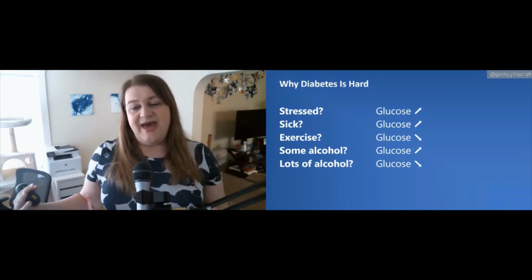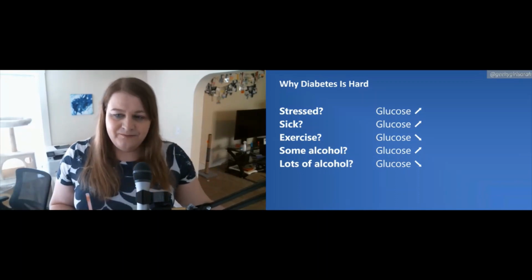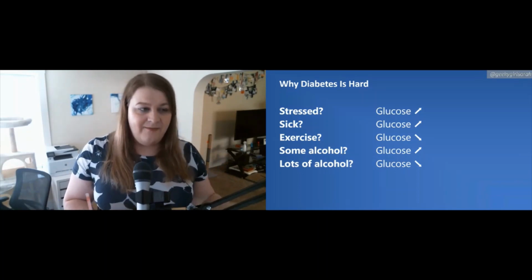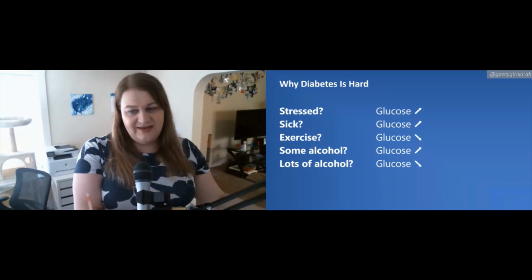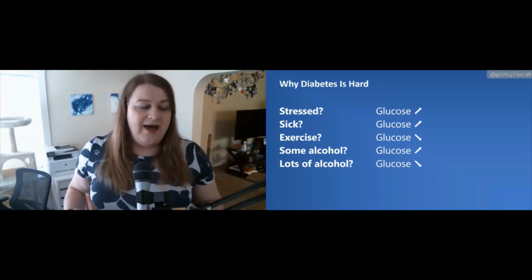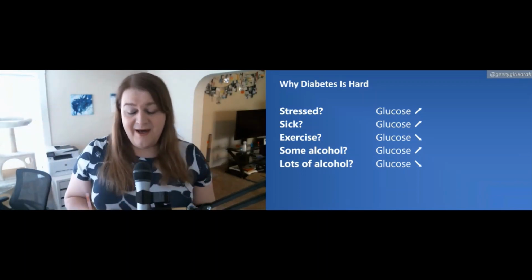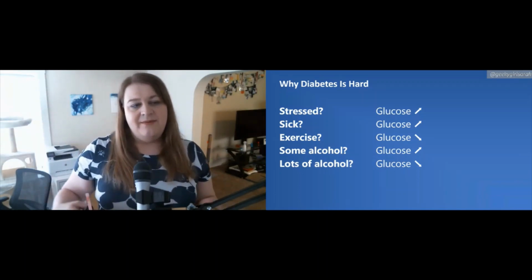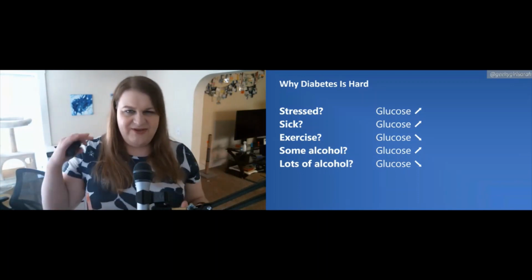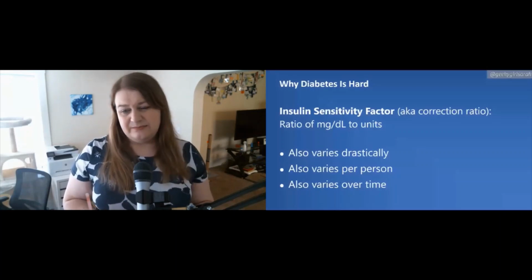we need to correct that. How do you correct it? Well, you have to use your insulin sensitivity factor, which I usually call a correction ratio. And that's how many milligrams per deciliter one unit of insulin will bring back down. This number also varies dramatically. It varies from person to person, and it varies over time as well. I think mine right now is every 15 milligrams per deciliter high, I need to take 1 unit to bring it down.